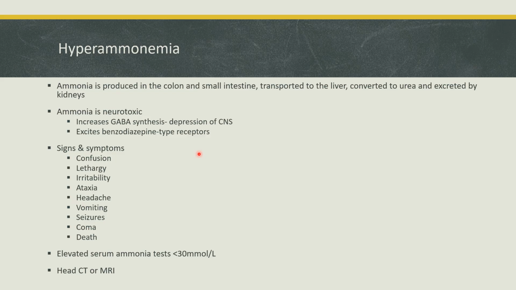We can see some irritability. Ataxia is like a little hand tremor. They might have a headache, vomiting, and it can lead to seizures, coma, and death. Normal serum ammonia level is less than 30. And generally the higher the ammonia, the worse our symptoms are and the worse our patient is. We can assess this through serum ammonia level tests, but you can also see this encephalopathy in a head CT and an MRI.